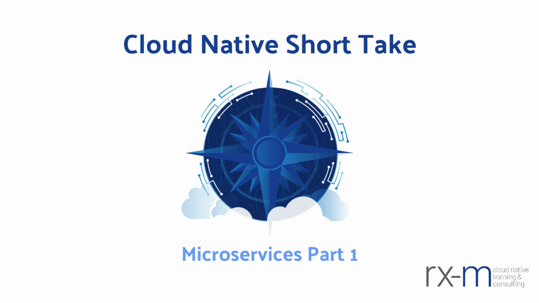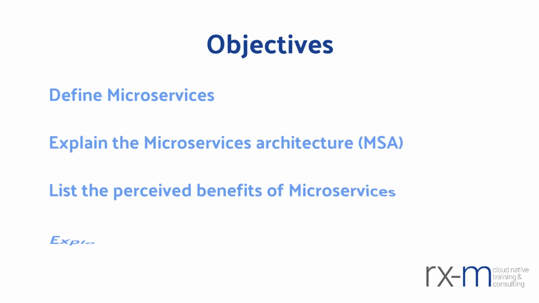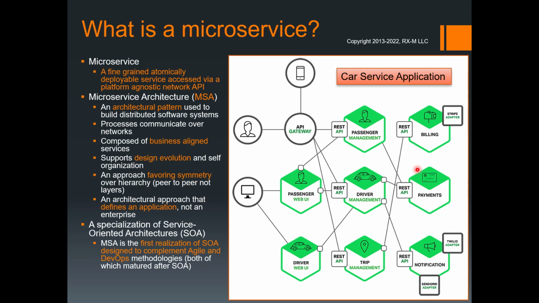I want to talk to you today about exactly what a microservice is. Let's define what that term means, and then explain how microservices fit into a software architecture and how they redefine the way we think about building software applications. In part 2 of this short take, we'll talk about the pros and cons of using microservices, their benefits and the downsides, things to watch out for with microservices. Let's get started.